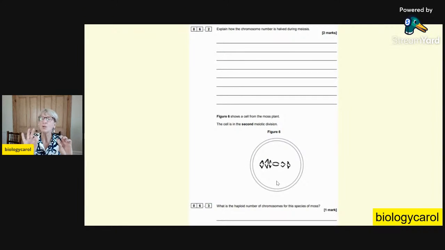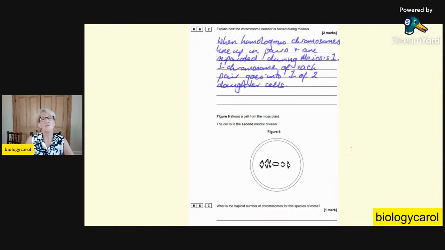So how does the number of chromosomes halve? Well, hopefully, logically, it makes sense that that happens during the stage of meiosis when the homologous chromosomes, those pairs of chromosomes, one of those X-shaped chromosomes being the maternal one and one being the paternal one, line up in the middle of the cell and then they are separated. One chromosome goes into one daughter cell and the other chromosome goes into the other. So that is what I have written: when homologous chromosomes line up in pairs and are separated, and it happens during meiosis 1.